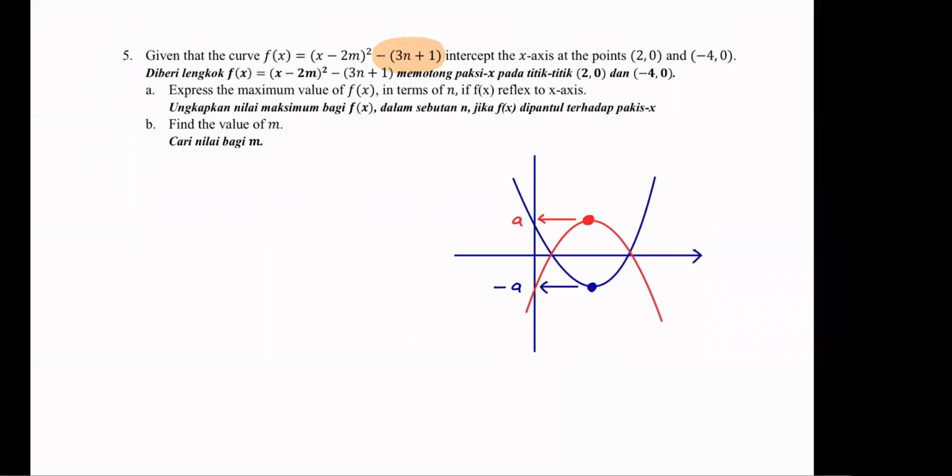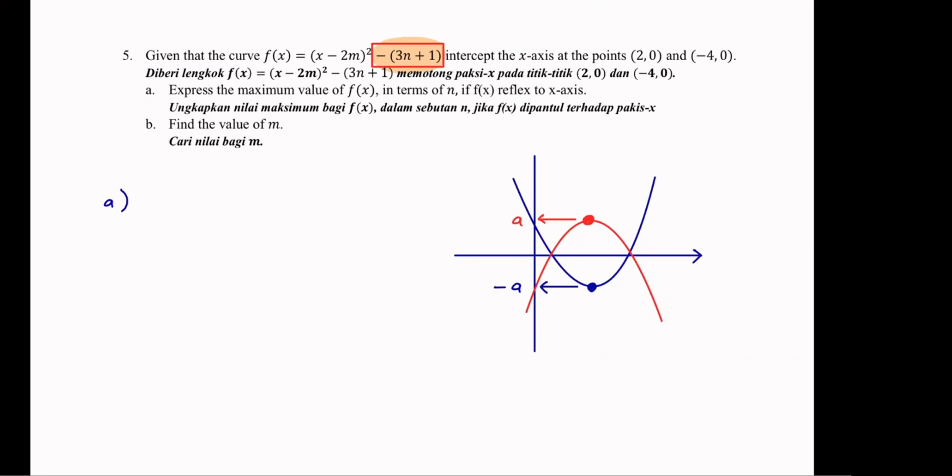Okay. Now, this is the original value. Ini adalah nilai yang asal dia. So, since the graph is reflected with the x-axis, this value is going to be positive. So, that means, for the A, 3n plus 1. Okay. Yang belakang tu adalah nilai y. This is the y value.